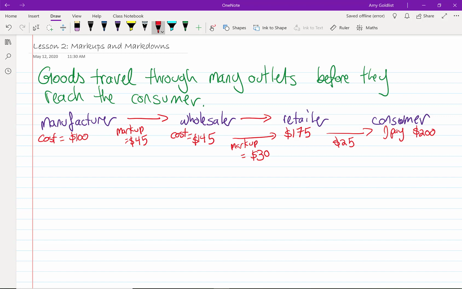So markup in dollars, and I'm going to explain why I keep on saying in dollars in a moment, is actually equal to the gross profit per item. So for one watch, the manufacturer makes $45. That's their profit. The retailer, their profit is $25.